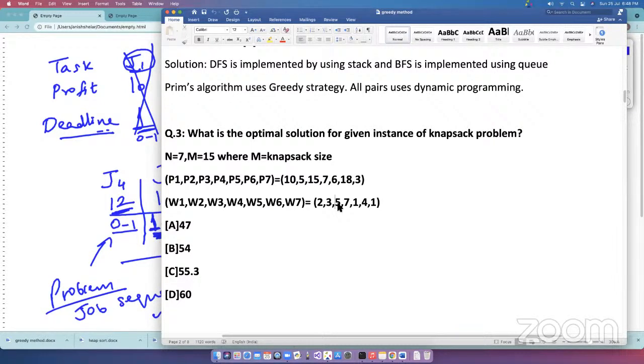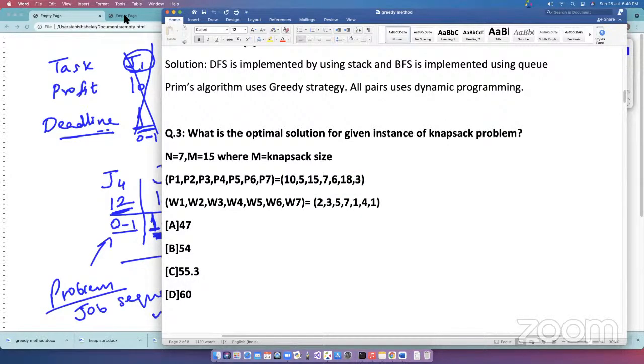We have to fill our bag with 15 kg, not more than that. Weights of 7 objects and profit have been given. But you should fill these objects in such a way that knapsack should not break, but the profit earned will be maximum. I hope you have understood this.